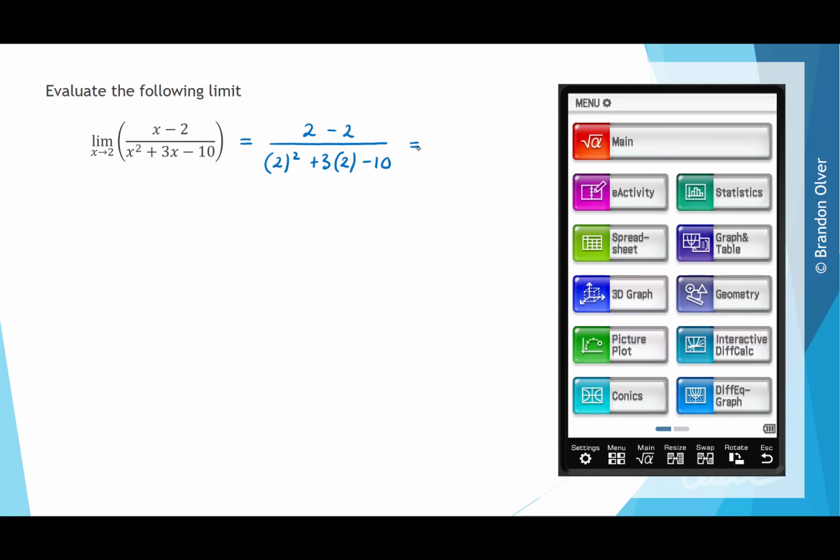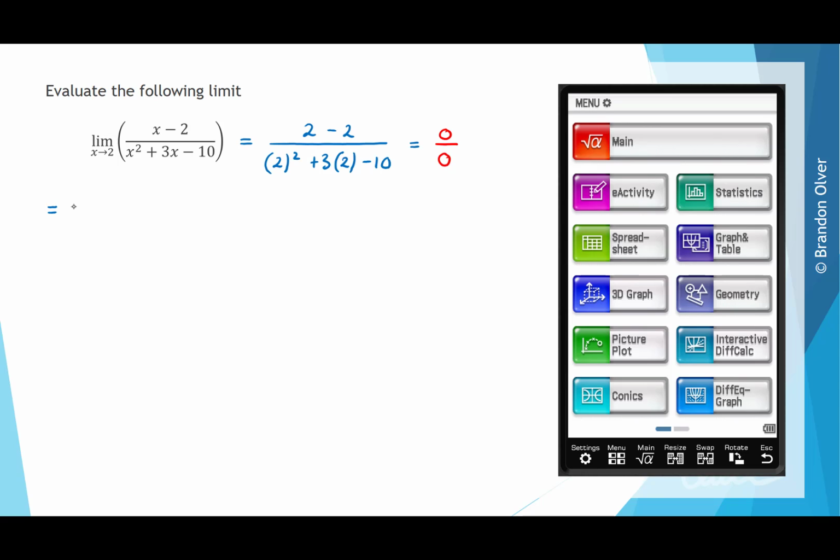Evaluating that, the top line, 2 subtract 2, is 0, divided by 4 plus 6 minus 10, which is also 0. So this is known as an indeterminate limit, which means that we need another method to evaluate it. That other method often involves factorising and cancelling common factors in the numerator and the denominator.